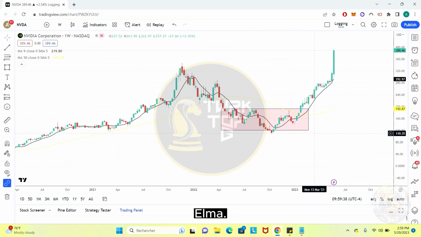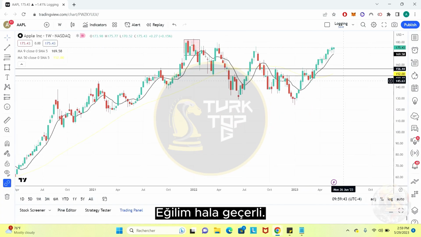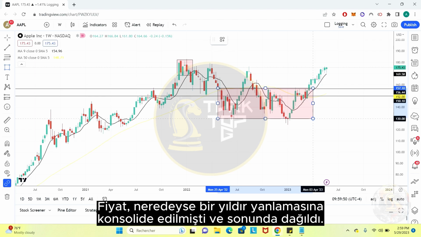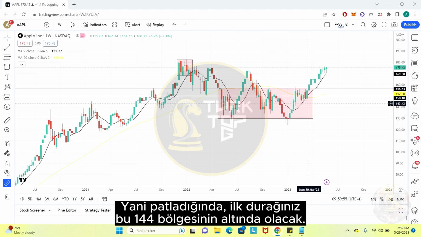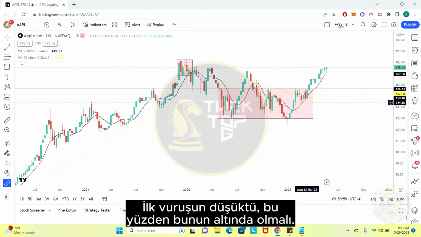All right, Apple, base box, we are riding right now. The trend is still valid, it's running. Now, the Apple base box that was highlighted in March was this. Price had been consolidating sideways for almost a year and finally broke out. So once it breaks out, your initial stop will be below this 144 area. That's where your first swing low was. So it has to be below this.